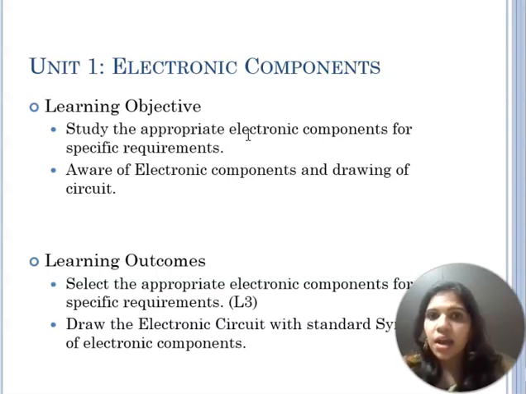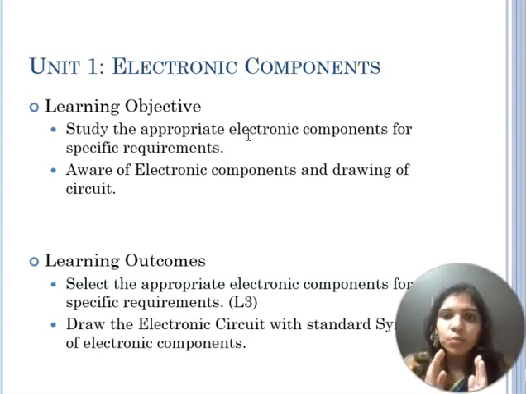So as you can see now, what is the learning objective of this topic? You can study the appropriate electronic components for specific requirements. At the same time, you are aware of electronic components and drawing of the circuit. Circuit here means it can be either an electronic circuit or an electrical circuit. And next is the learning outcome. What is the outcome after you studied this particular topic? You are able to select the appropriate electronic components for the specific requirements. Then you can draw the electronic circuit with standard symbols of electronic components.